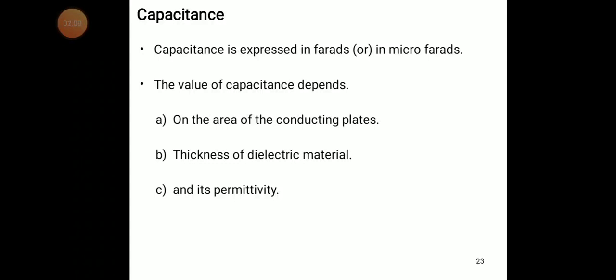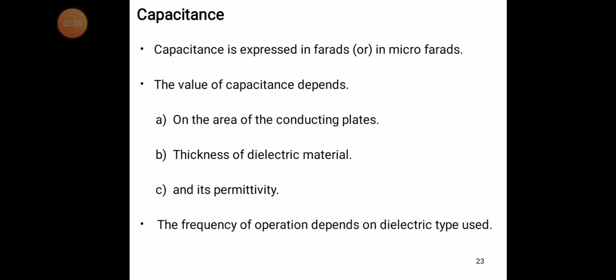So what is the capacitance of a capacitor? Capacitance is expressed in farads or in microfarads. The unit of capacitance is the farad. How much it is offering, that is given in terms of farads. The value of capacitance depends on the area of the conducting plates, thickness of dielectric material, and its permittivity. Generally, the frequency of operation depends on the dielectric type which we use.